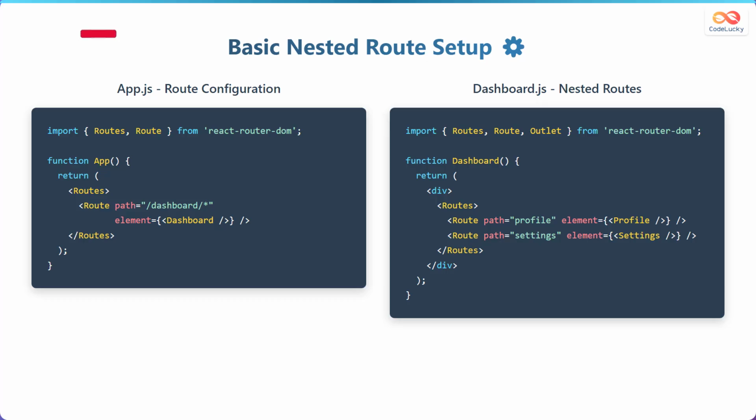The asterisk after dashboard is very important. It signifies that any routes that come after the dashboard will be handled by the Dashboard component.